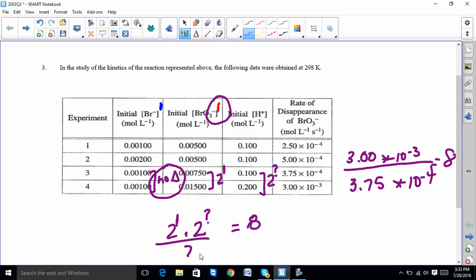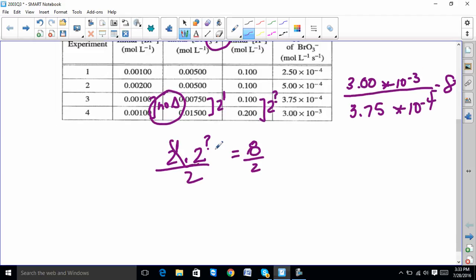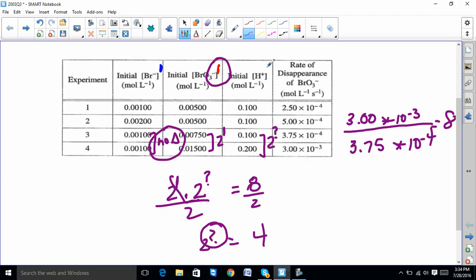Well, let's get rid of this 2. So coming down here, 2 to the question mark equals 4. And so when this doubled, this quadrupled, which means this order up here is actually 2. And that's a non-trivial rate problem.